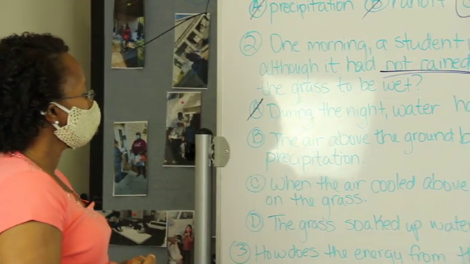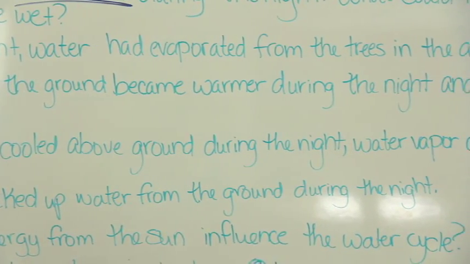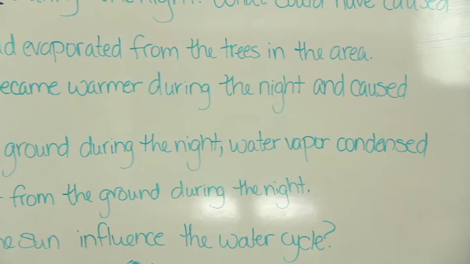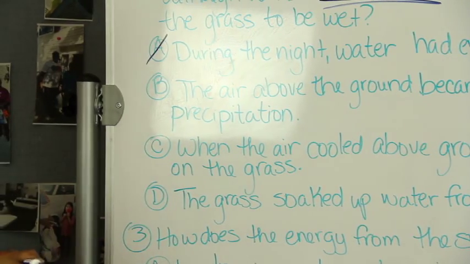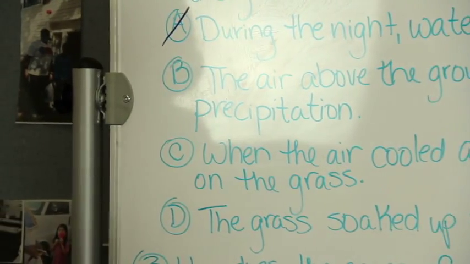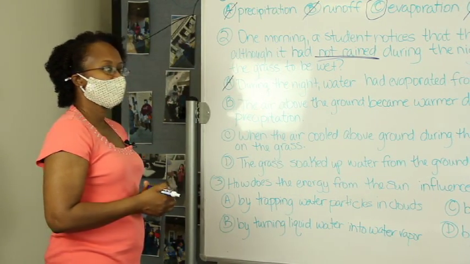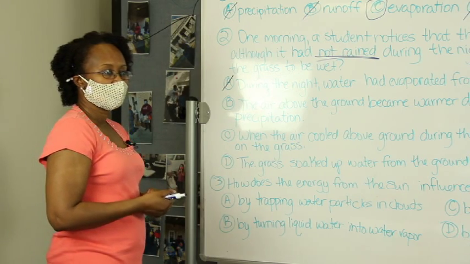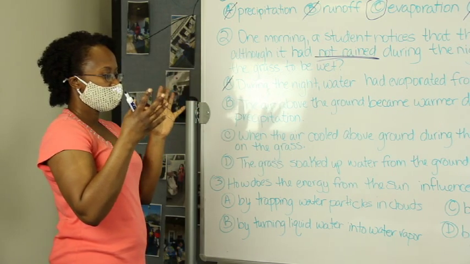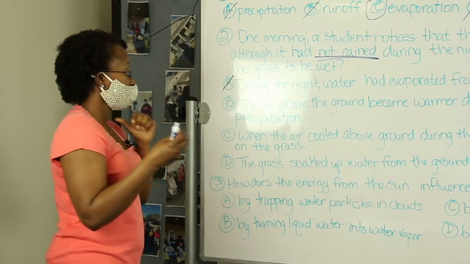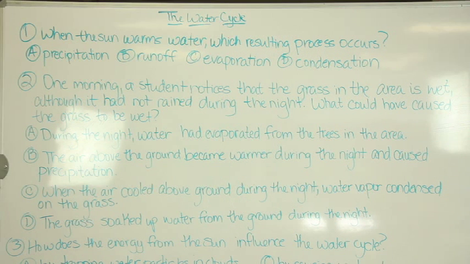C, when the air cooled above ground during the night, which makes sense because the sun goes away and so the temperature is usually cooler, water vapor condensed on the grass. So the air got cooler. Usually when air is cooler, water vapor does what? When you're in the clouds and the water vapor condenses, it makes water droplets. Okay, that goes together here, right? So you could have water on the grass. That one sounds pretty good, okay?